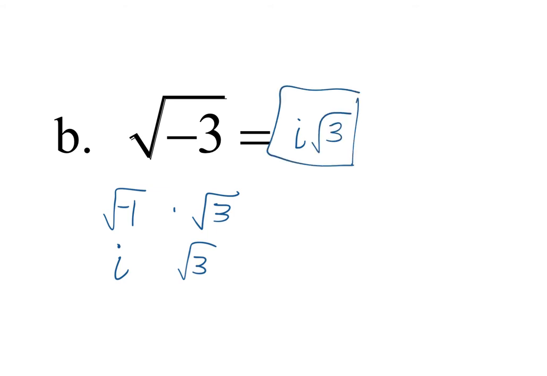So this one is interesting to me because the square root of 3 doesn't simplify. Even though the square root of 3 doesn't simplify, you still have to bring that negative out of the radical, and the negative 1 comes out as an i.